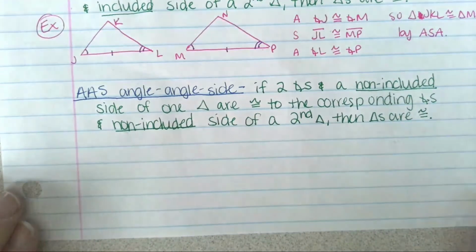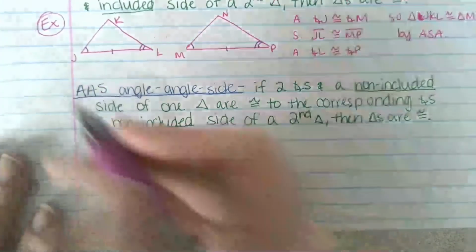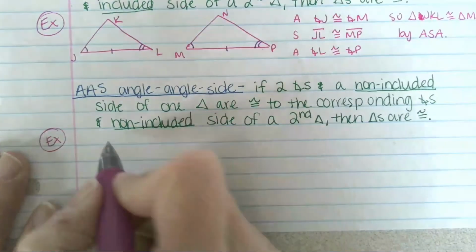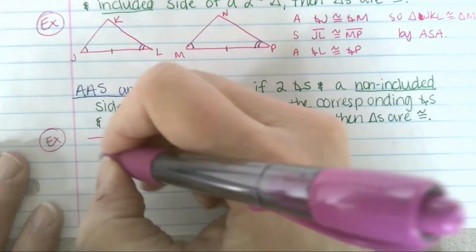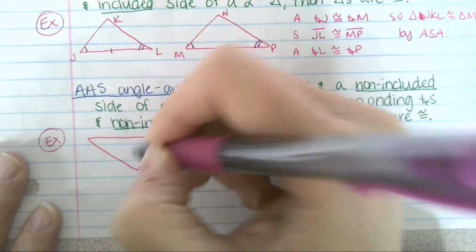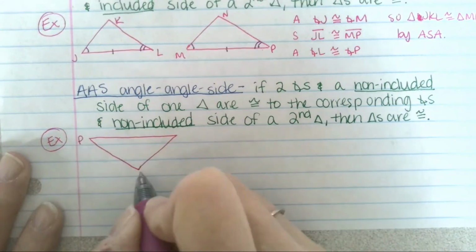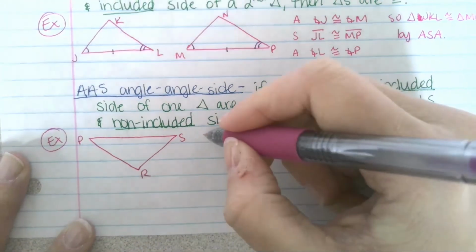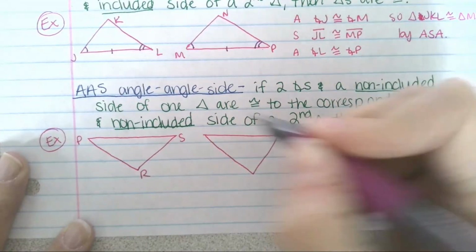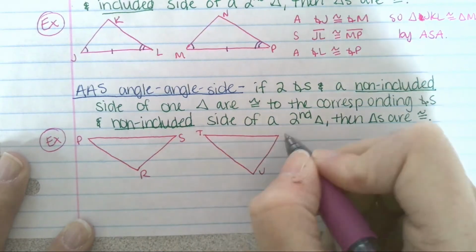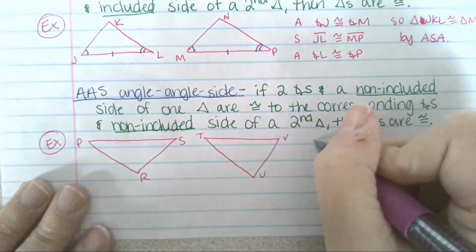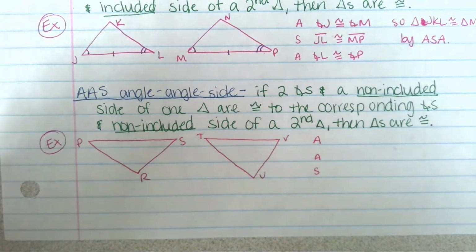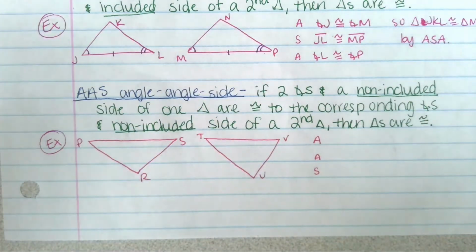Okay, so here's what this looks like. Last diagram here. Okay, so we have PRS and then TUV, and now we want angle, angle, side. So we don't want the side to be between our two angles. We want the side to be kind of at the end.